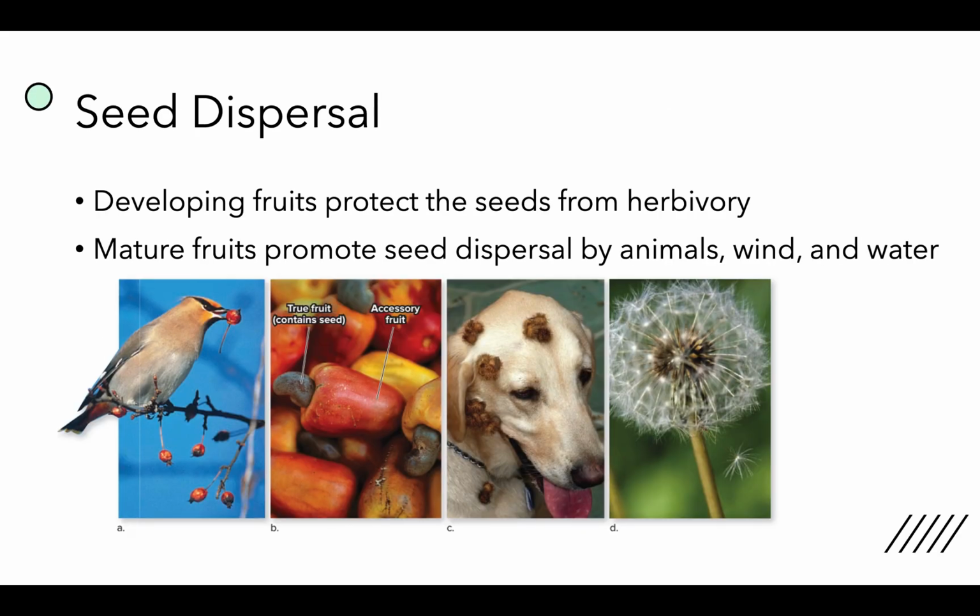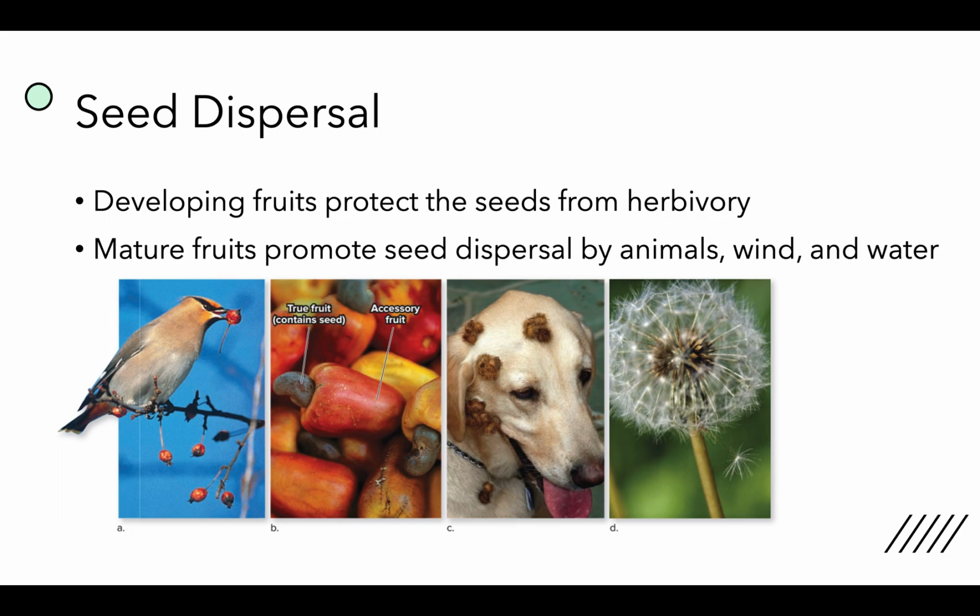Lastly, how do the seeds inside these fruits become dispersed? Well, fruits have two main functions, one of which is the protection of the seeds. Many developing fruits contain chemicals that animals find distasteful, so the immature seeds inside remain safe from herbivory. Once the seeds are mature, however, the fruit changes. It becomes soft, sweet, and appealing to animals.